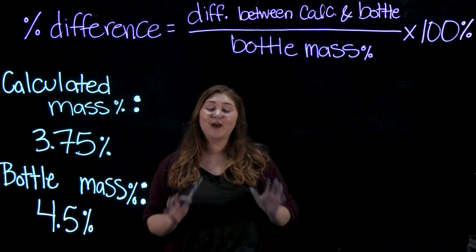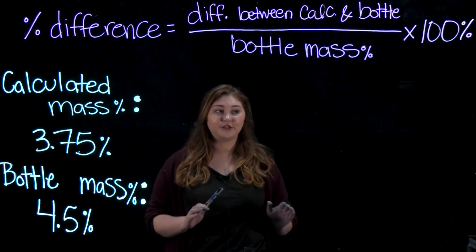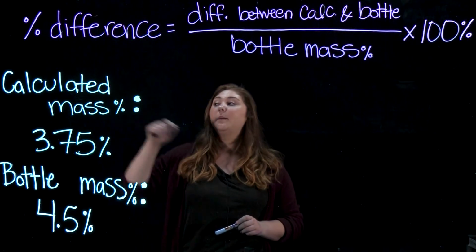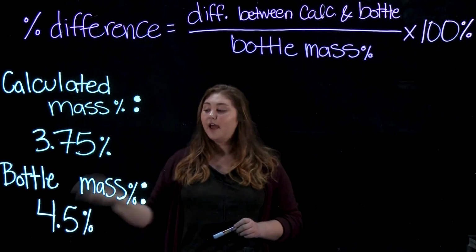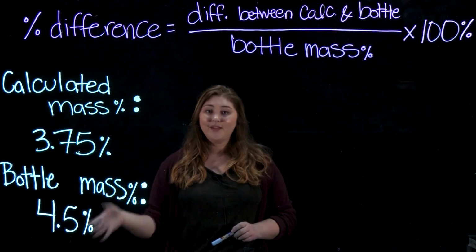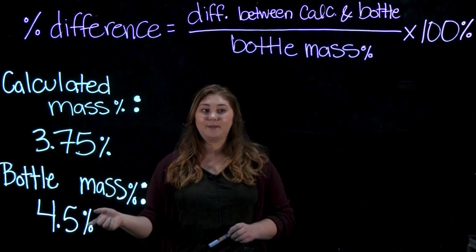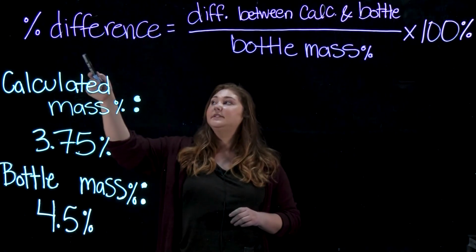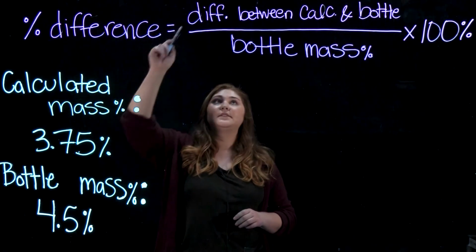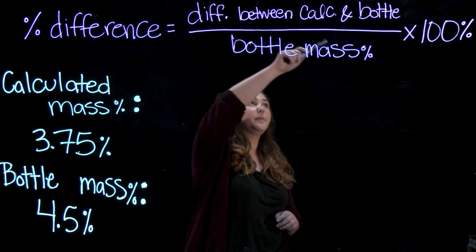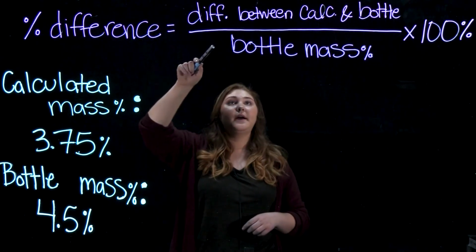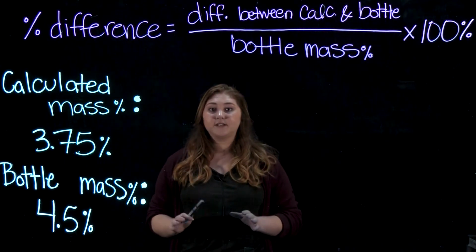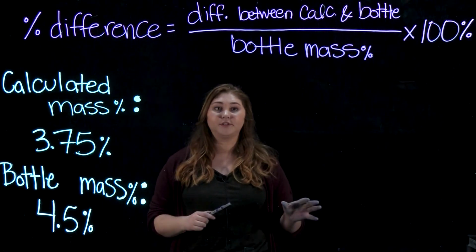The final question that I want to cover is the post-lab question. In the post-lab question, you're asked to find the percent difference between your calculated mass percent and the mass percent that's displayed on the bottle. This is a number that you would have taken down in lab. If you look at your post-lab assignment, you can see the formula for percent difference is the difference between the calculated and the bottle mass percent divided by the mass percent on the bottle times 100. You'll want to subtract the smaller number from the bigger number to do this.